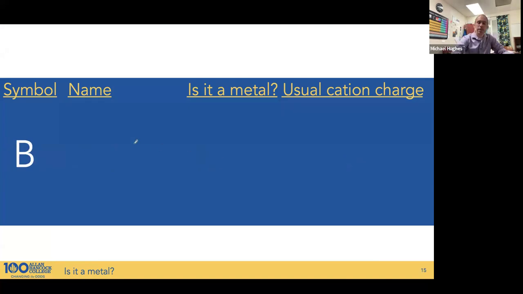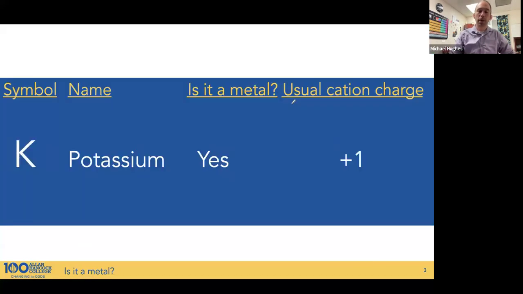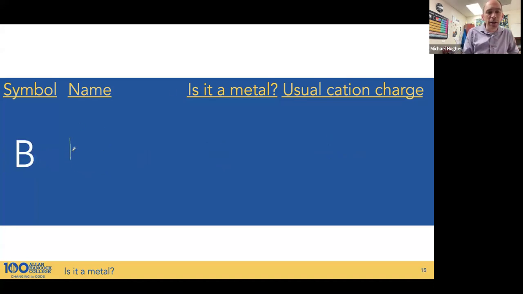B, element B is, of course, what chemistry is not. Boron. So element 5 is boron right next to carbon, and boron is a non-metal. It is not a metal. So element B is boron, and it is not a metal, no.